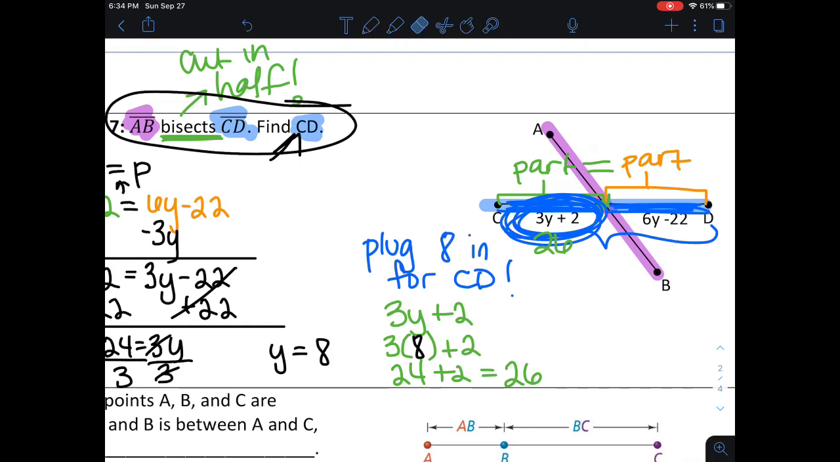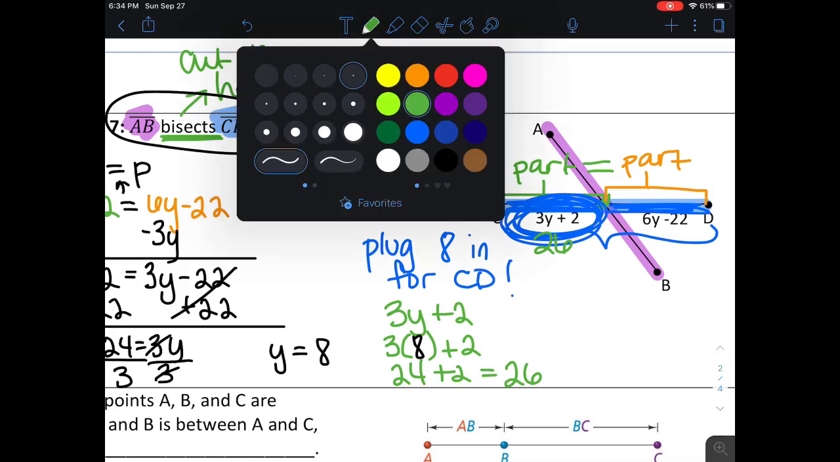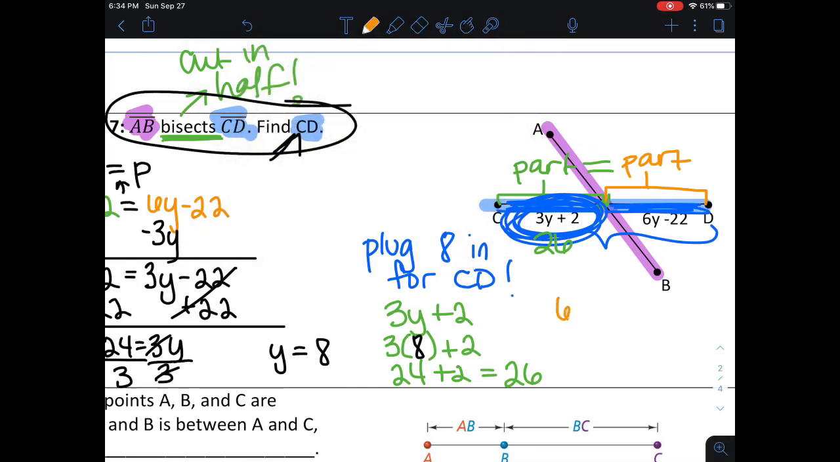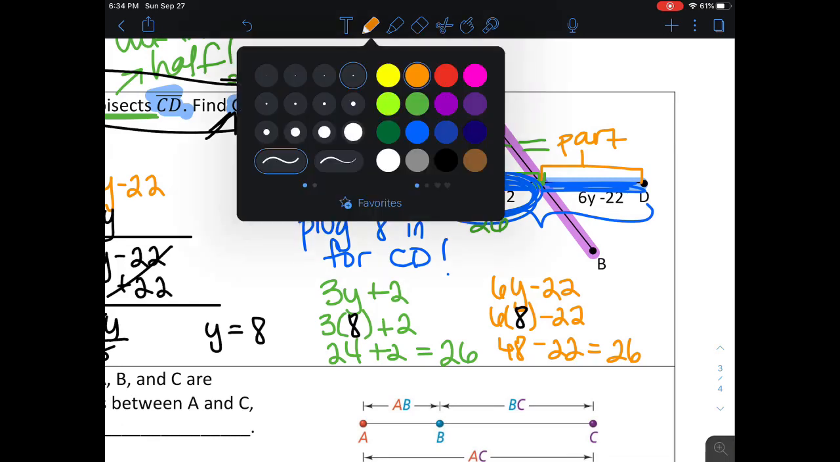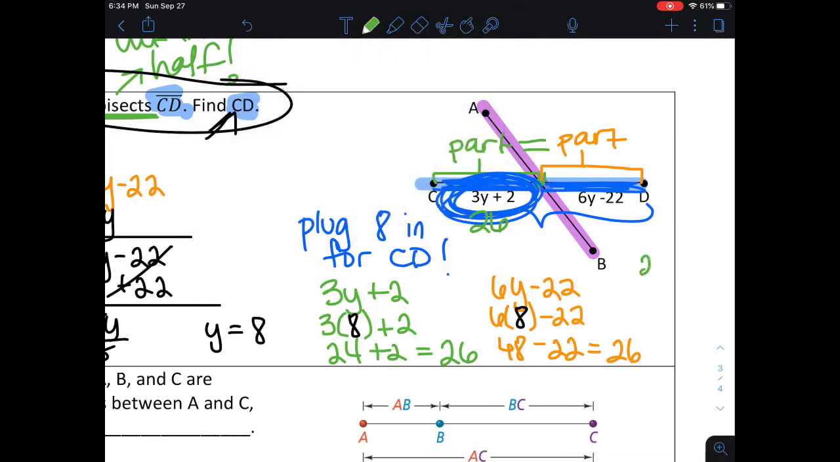If you're not sure, then what you can do is plug it into the other side to make sure it's equal. So we got 6y minus 22. And again, we're going to plug in 8. So that's going to be 6 times 8 minus 22, which is 48 minus 22, which is 26. Great. And now that I have both parts, again, I can add them together. I ran out of space, so I'm going to come over here, I guess, 26 plus the 26 that we got on the orange side. And then when I add those together, I'm going to get 52. So 52 is the whole thing, CD.